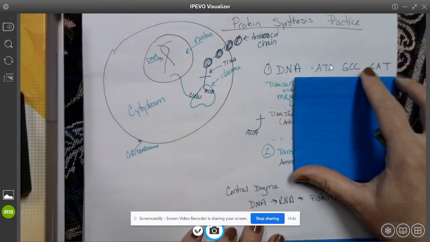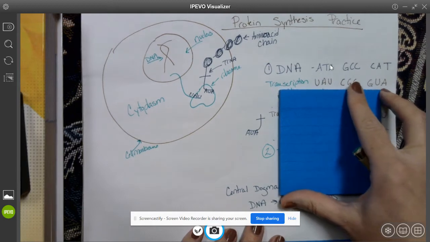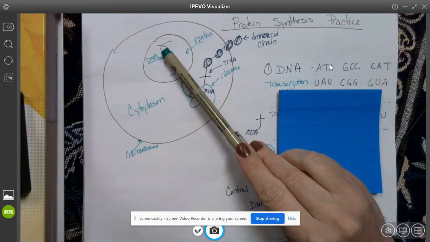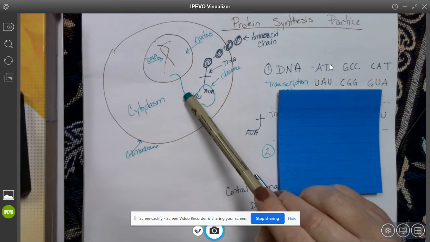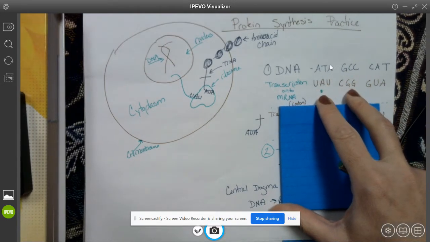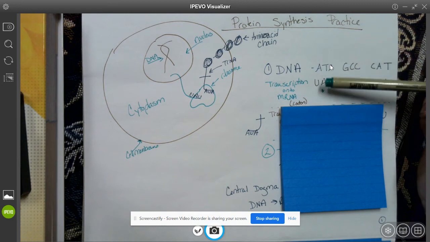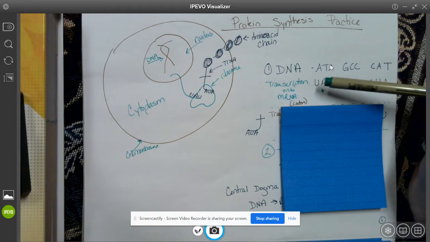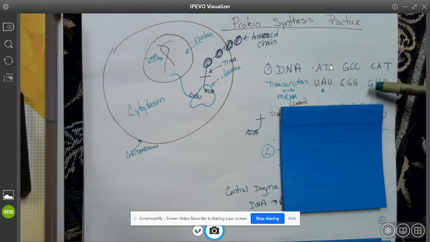We spoke of transcription. The first step of protein synthesis is transcription, where that information from the DNA gets copied onto a messenger RNA. So when it gets copied onto a messenger RNA, A is going to turn into a U, T is going to turn into an A, A into a U, G goes to C, C goes to G, C goes to G, A goes to U, T goes to A. Remember, in RNA, uracil replaces thymine.